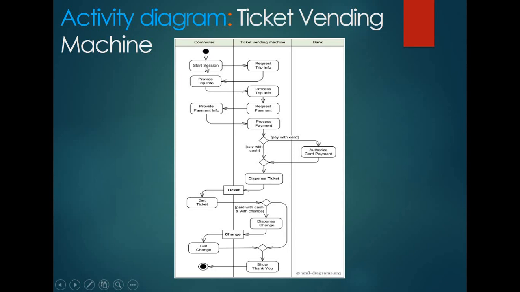So the customer will start the session, and the ticket vending machine will request trip information from the customer. The customer will provide the trip information, from where to where he or she wants to go. On that information, the ticket vending machine will process that info. After that, the ticket vending machine will request the payment. On that, the customer will provide the payment information.